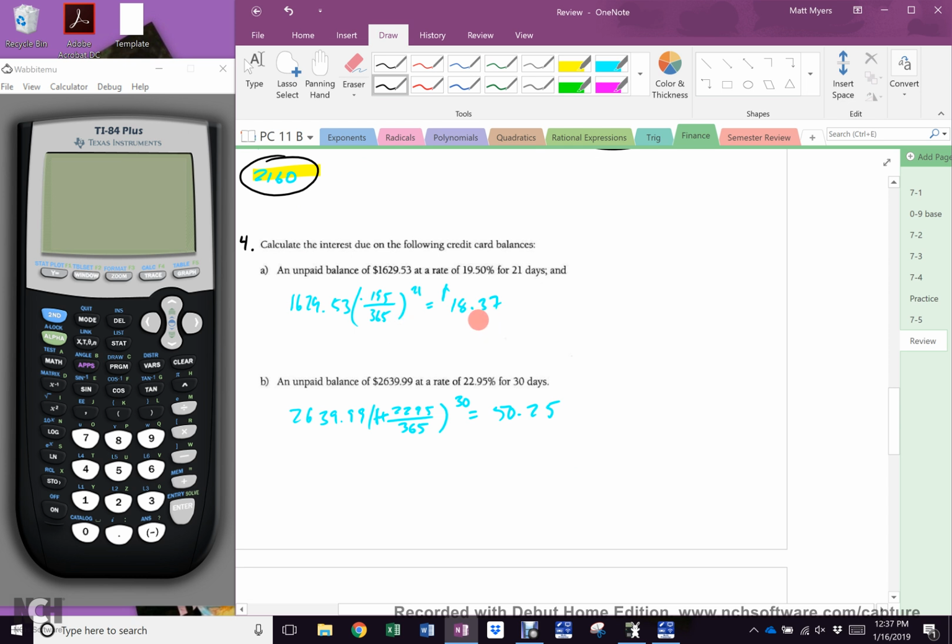Number 4. So it was that rate for the year, but they only did it for 21. So it divides by 365. But the time it was involved was 21 days. Oh, I forgot the 1 plus. And then that's going to give you a number, and then you got to subtract the 1629.53, because that's going to give you a final answer, yeah? Then you subtract out what you owed to get the interest.